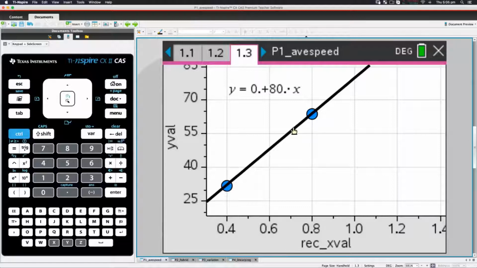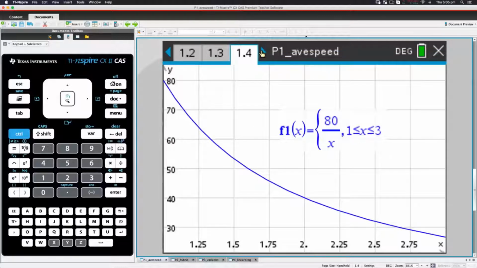Okay, moving on to part C, where we get to see the actual relationship of y versus x, or if you like, average speed against the time taken. And you'll notice that the way I've defined it is to say the graph is y equals 80 over x, but I've put in a condition here, that I'm only really interested for values of x, or if you like, values of the time between 1 and 3 hours, just based on the data that's there.